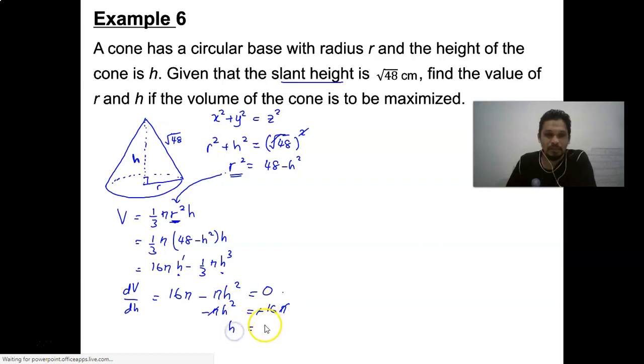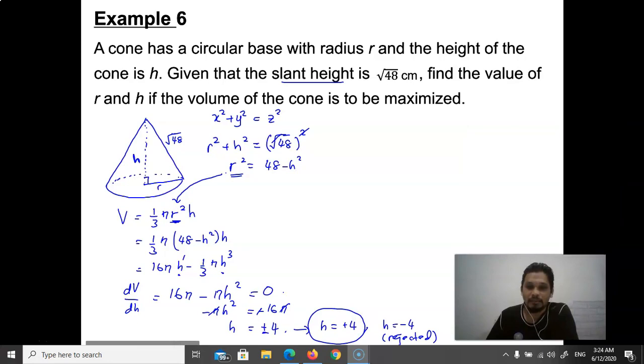Now h equals plus or minus 4. By the way, we are talking about h, which is height, and height cannot be negative. Okay, height cannot be negative, meaning only h equals positive 4 is valid, and h equals negative 4 is rejected. Okay, we reject this. We only take this one, h equals positive 4, as our value for the height.